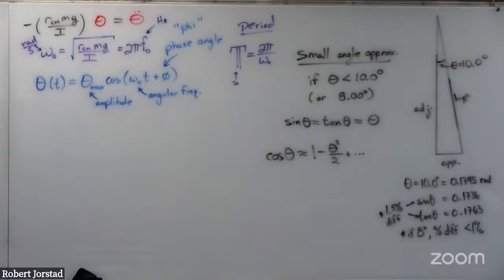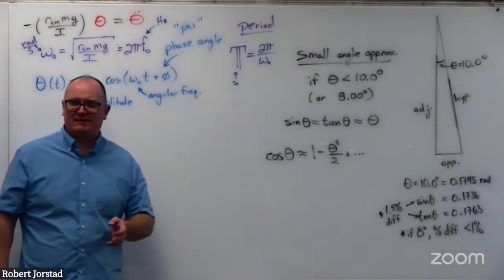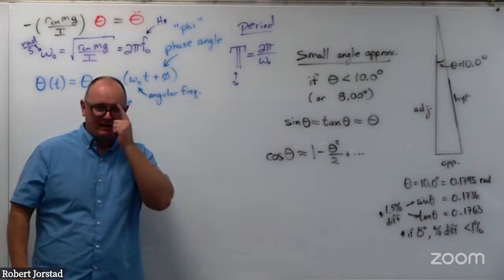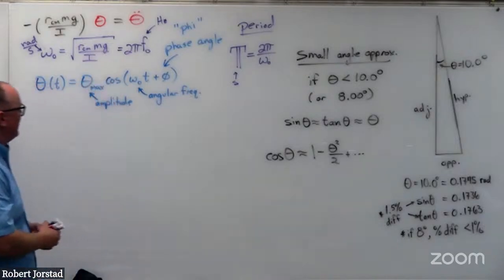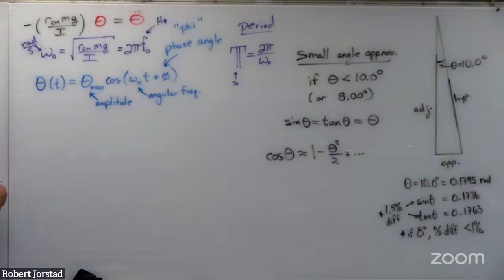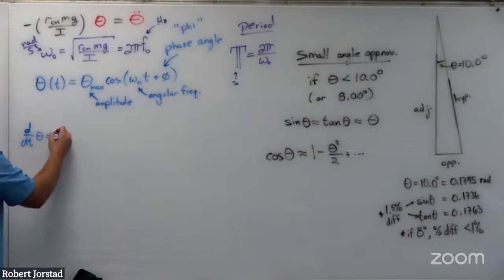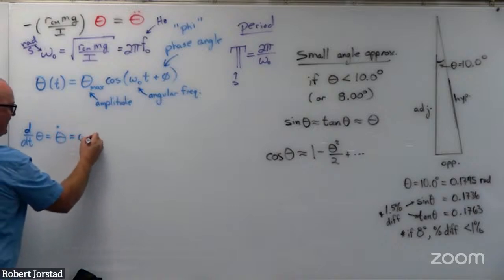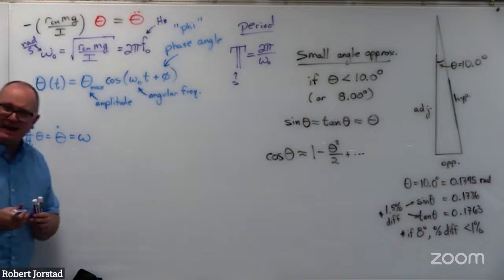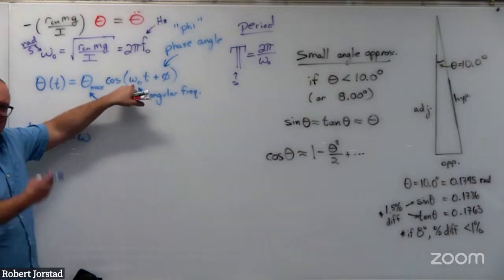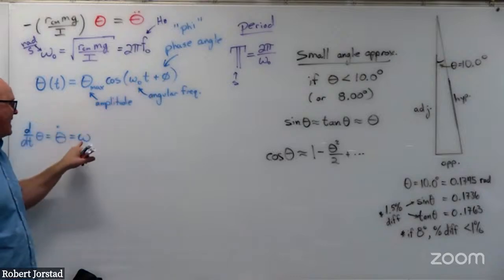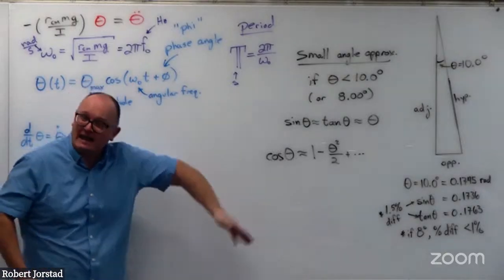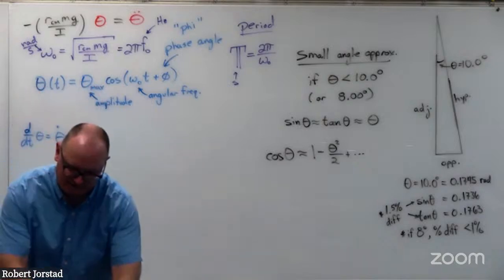Now, I know you're probably tired with this video. Stay alert right here. This is kind of a sneaky spot. Okay, what happens when I take the derivative? Well, the derivative of theta, we're sometimes just going to call that theta dot. We usually call that omega. Pay attention now. Omega naught is the angular frequency. Omega is the radians per second at any one spot in the oscillation.